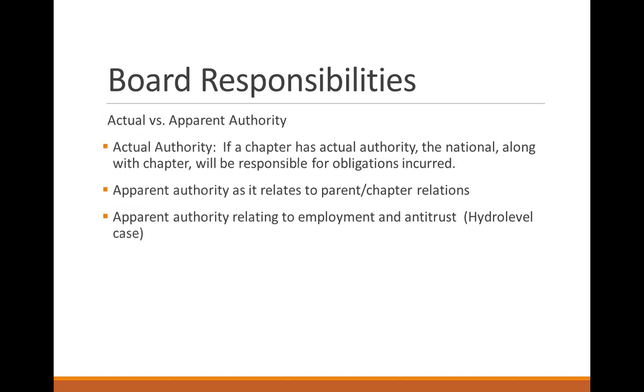So actual authority: if a chapter has actual authority, the national along with the chapter will be responsible for obligations incurred. Apparent authority as it relates to parent-chapter relations, and apparent authority relating to employment and antitrust. So basically it's saying here that a staff member or a volunteer, if they're seen as having apparent authority when it comes to any kind of antitrust laws, could be held liable.